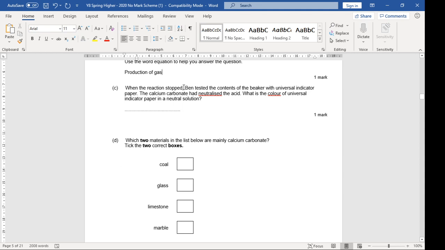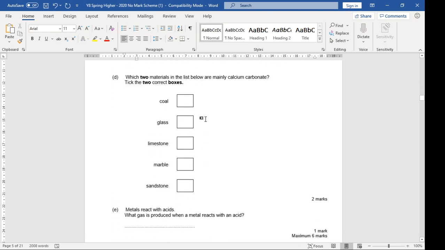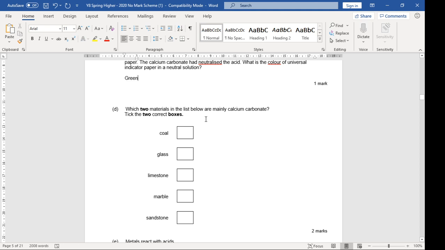When the reaction stopped, Ben tested the contents of the beaker with a universal indicator. The calcium carbonate had neutralised the acid. That's going to be a fairly easy one. That's green. The next one's a pretty hard one. I don't know if we've ever covered this. We've certainly covered some of it.